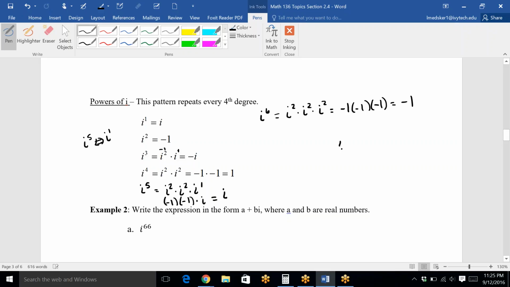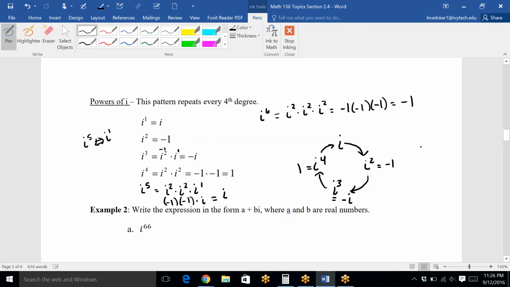I like to draw this another way. I actually use a cycle chart. It just shows me that the cycle repeats every 4th. So this is I squared, which is negative 1. Down here would be I cubed, which is negative I, and I to the fourth, which is positive 1, and then we're back to I.